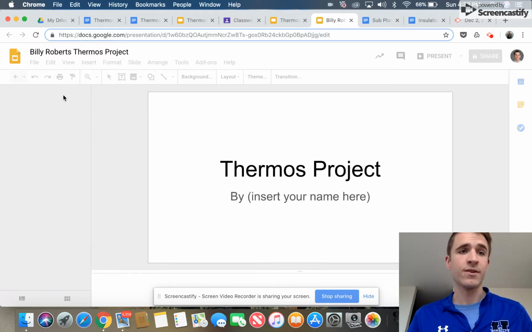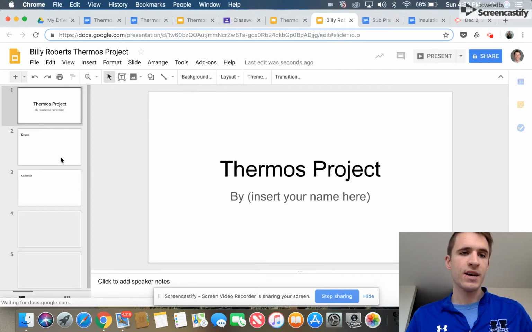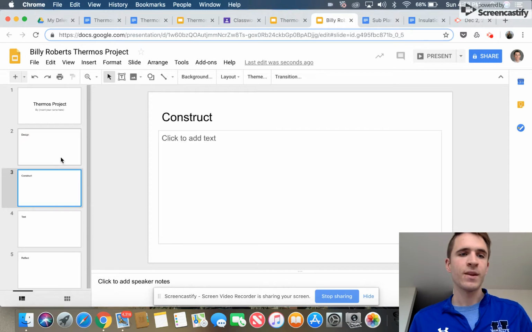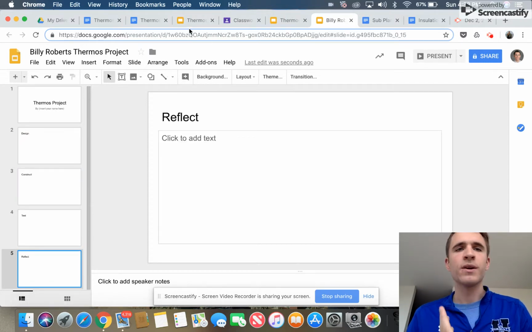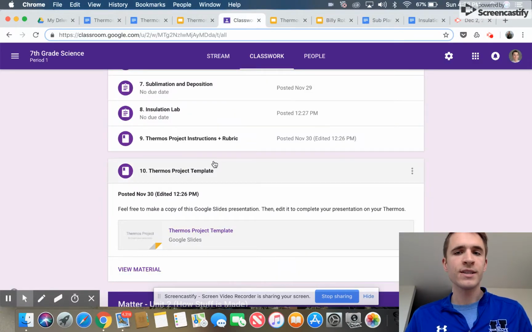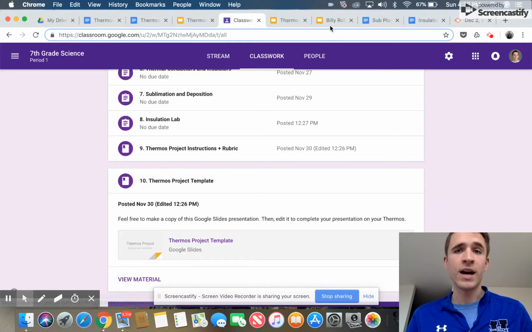Make a copy of it, save it, and that's where I can now put all my things in, right? So I can put my picture of my design on this slide. I can put my construction, my test, my reflection, all that. Use the template to do it. I think it's a really helpful way to do it. You don't have to, but it could be really helpful for you. So everything you need is right here, guys. If you have any questions, do not hesitate to email me.